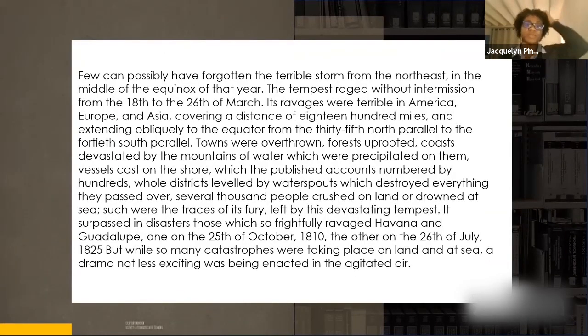Third one, right? So that's when we learned about how long it lasted, the devastation on land, on the coasts, right? People had drowned, right? And then it did say that such were the traces of its fury left by this devastating tempest. It surpasses disasters, those which so frightfully ravaged, so it does mention Havana and Guadalupe, right? When they happened.